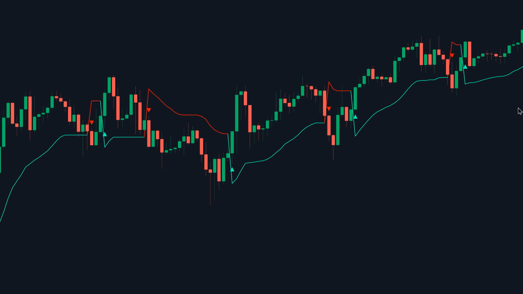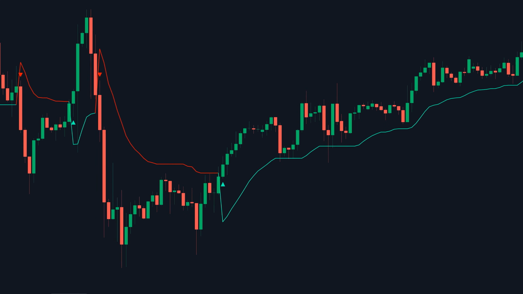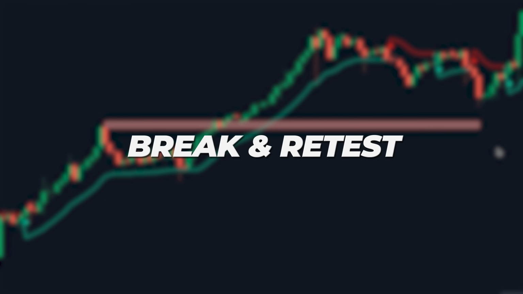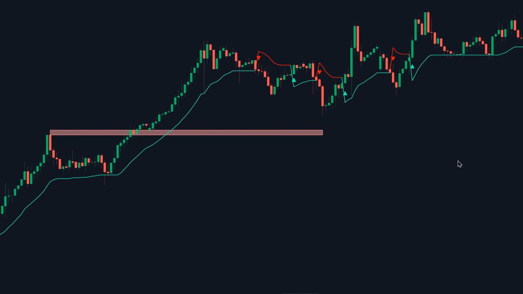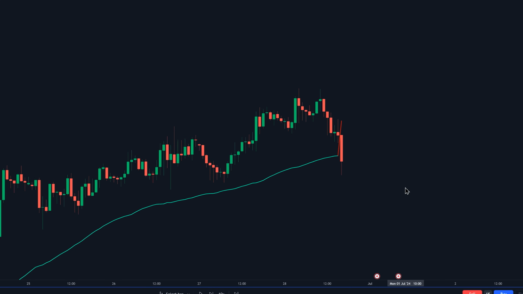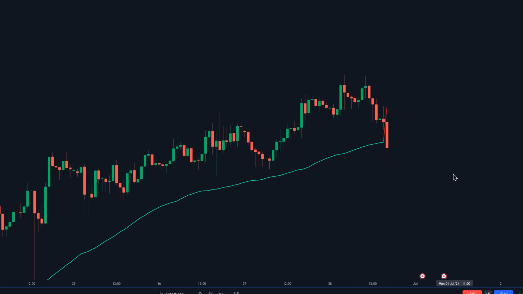But of course, the best way of using this indicator to trade is by combining it with a simple price action method. And that is where our break and retest strategy is going to come into play. Let me show you an example. So to take a long trade, the first condition is going to be to identify a bullish trend. To do that, you just want to make sure that the super trend line is colored green or cyan and that the price is consistently trading above it. This indicates a bullish trend.